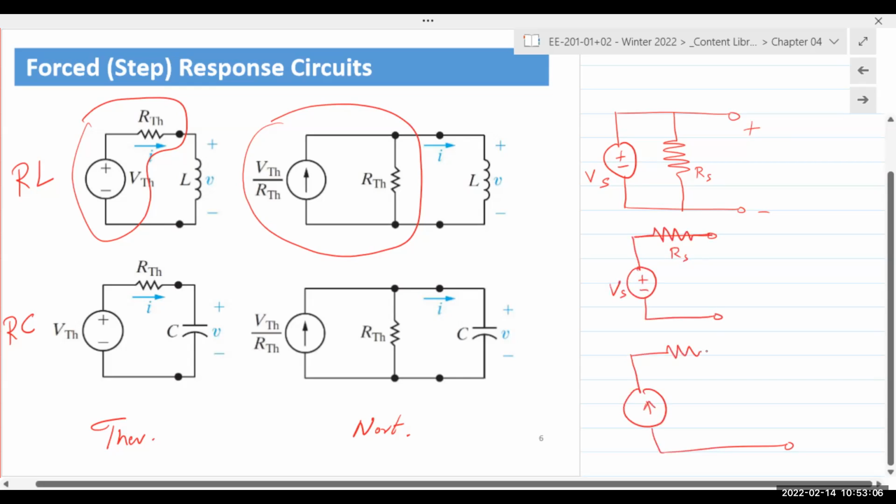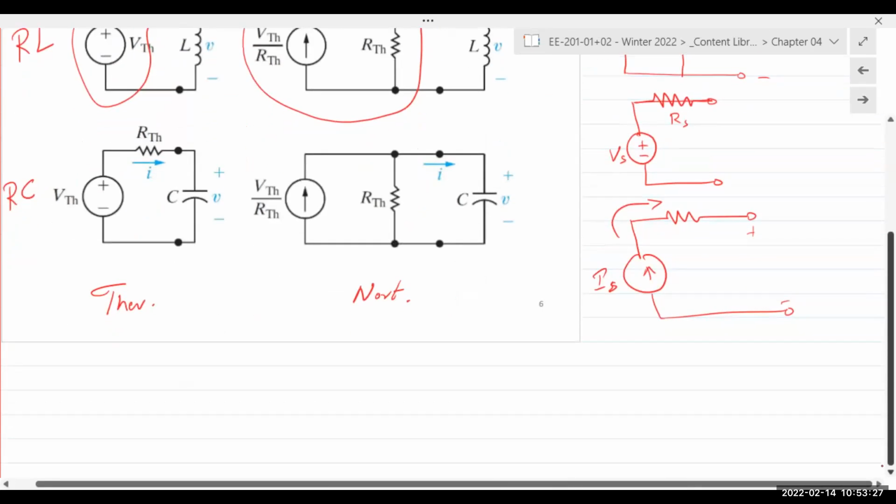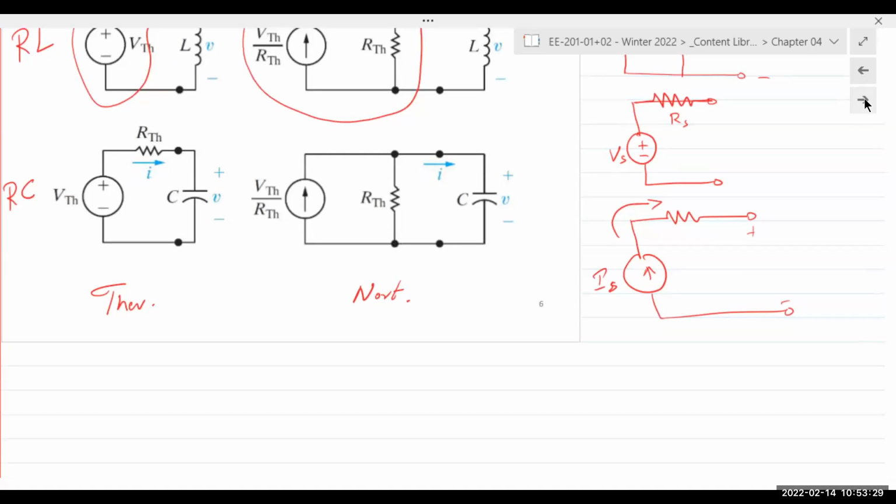The same thing with the current source. If you have a resistor in series with the current source, well, a current source will supply its rated current no matter what it's connected to its output terminals. So it will transfer Is, no drop whatsoever to the output. The resistor has to be in parallel. All right, any other questions? Other questions? Okay.